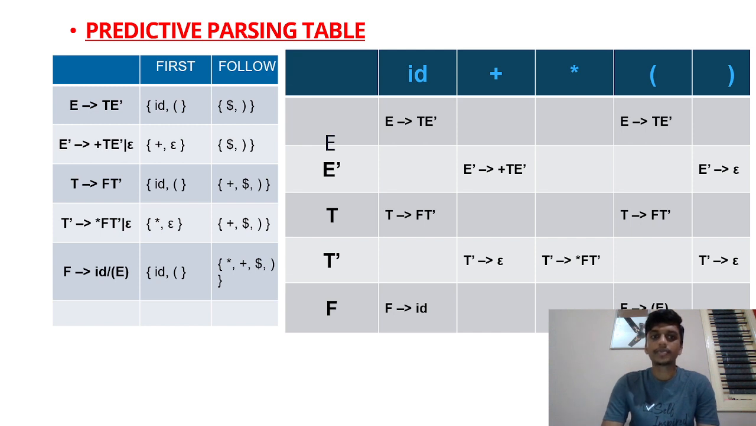F tends to ID should be placed in ID. And then F tends to open parenthesis E close parenthesis should be placed in open parenthesis only. And all the remaining empty blocks should be filled with error.